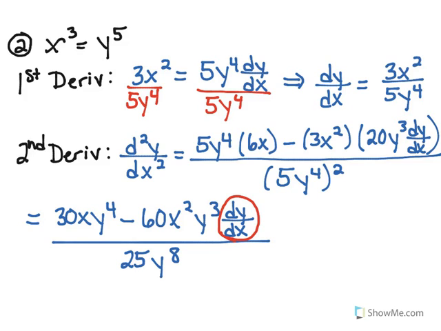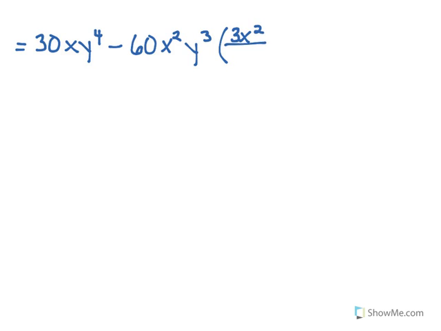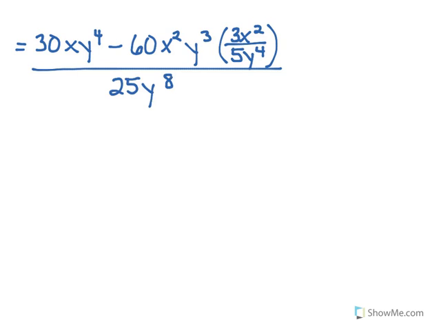So the dy dx is going to get replaced with 3x squared over 5y to the fourth. So that's going to give us this. 30x y to the fourth minus 60x squared y cubed times 3x squared over 5y to the fourth, all divided by 25y to the eighth.